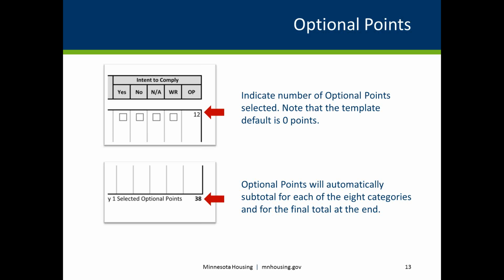If seeking the optional points, you can choose the full amount listed. If seeking the optional points, you can also adjust the points lower if seeking a lesser amount. If not choosing optional points, delete them from the Intent to Comply OP column. The points automatically subtotal for each of the categories and also automatically calculate for the final total at the end. If you are not taking the points, they must be deleted. Remember that if optional criteria points are not available, the OP column will be grayed out.